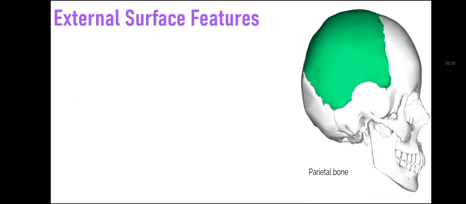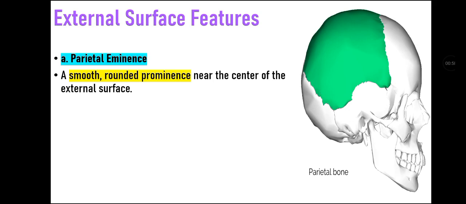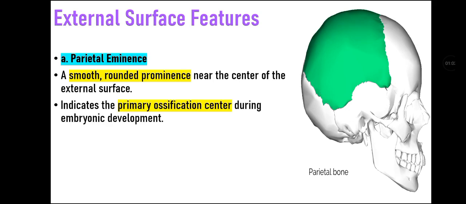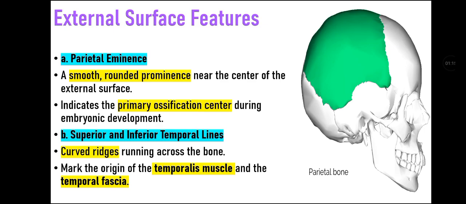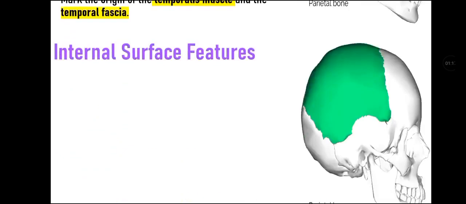Talking about its external surface features, it has the parietal eminence, which is a smooth rounded prominence near the center of the external surface. It indicates the primary ossification center during embryonic development. Then it has the superior and inferior temporal lines, which are curved ridges running across the bone. They mark the origin of the temporalis muscle and temporal fascia.